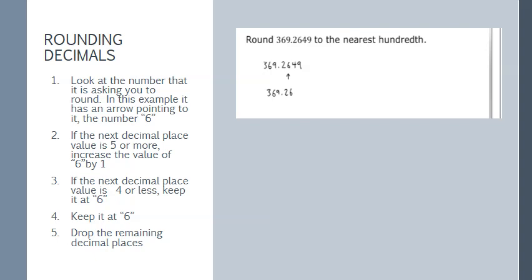because that is our critical digit. It's called a critical digit. And we have to look to see: is that 4 or less, or is it 5 or greater? Well, it's 4 or less, so we're going to keep it at 6. And remember, with rounding decimals, we just drop off the remaining digits, so we dropped off 49. So rounding 369.2649 to the nearest hundredth position is 369.26.